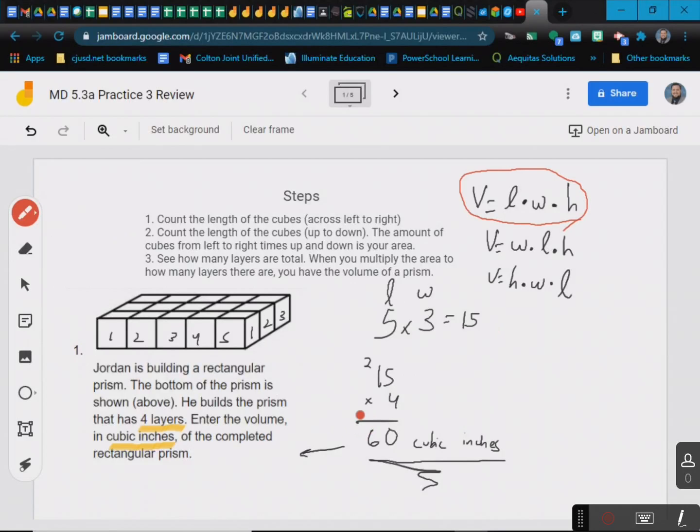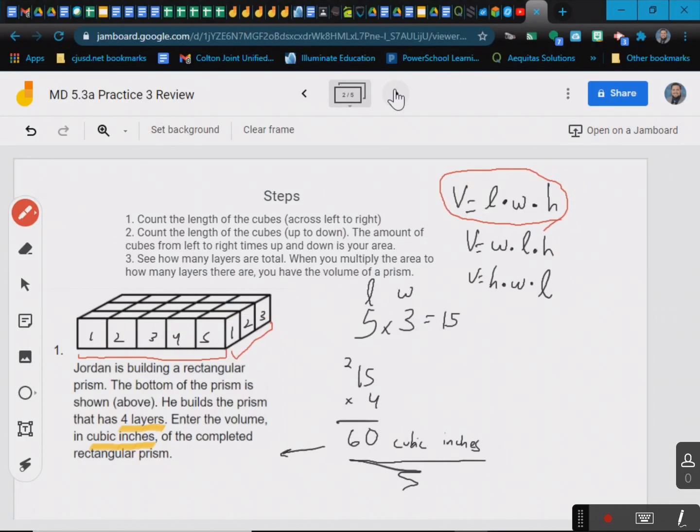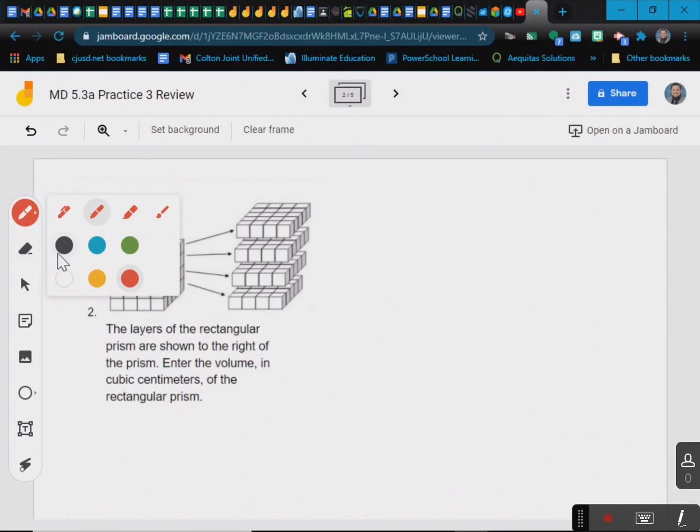Okay? So we need to find the length, and that's here to here. Since it's cubic, they give you cubic units here. Like this is a cube, 1 cube, 2 cube. We know it's 5 cubes, right? And then the width is here to here, and we know that's 3 cubes. So it's fairly simple once you get the hang of it. It's just multiplication. That's really all it is. So let's go ahead and do number 2.